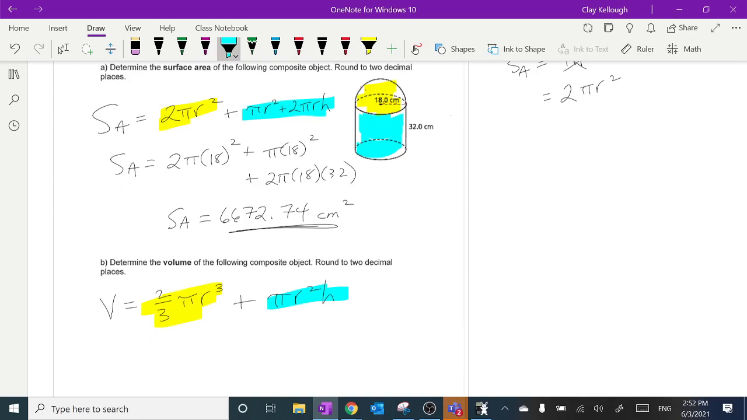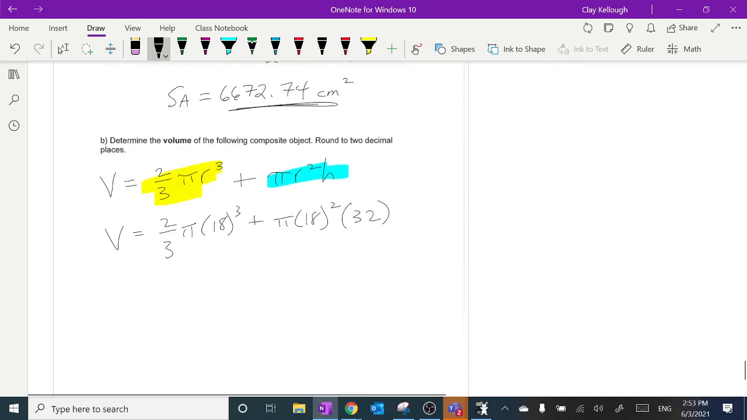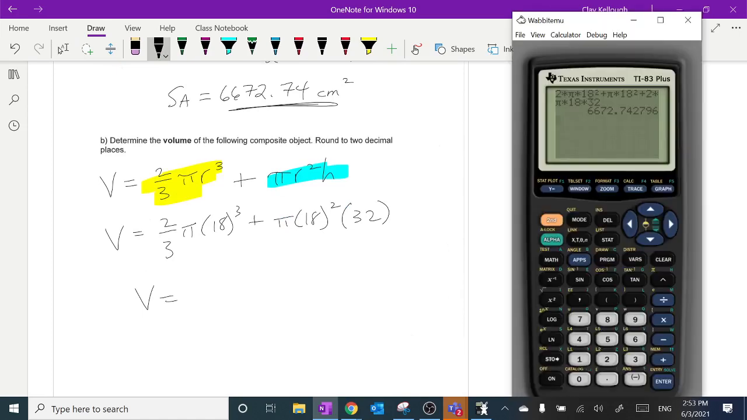All right. Next, we put in the numbers. 2/3 times pi. Now, where's my radius? 18 cubed plus pi times 18 squared times 32. And then once again, I don't know what that is. I'm going to punch buttons. So, erase, erase, erase, erase, erase. 2 times pi times 18 to the power of 3. That's how I do powers of 3 on my calculator. Oh, and don't forget divided by 3.